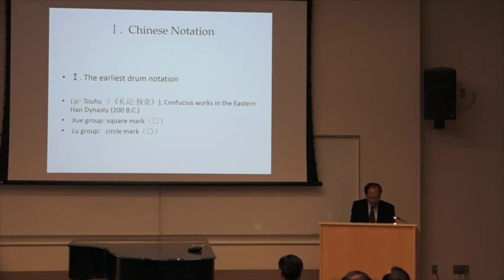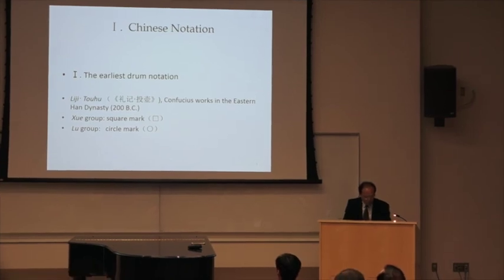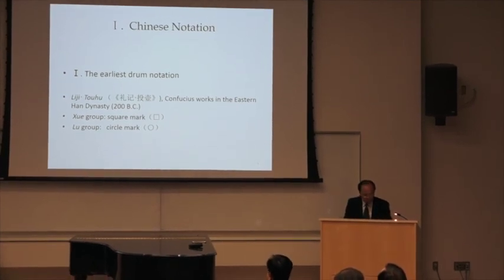Chinese notation has a long history. It dates back to the 3rd century BC. The earliest record of Chinese drum notation is found in the Liqi Tohu, which was edited in the Eastern Han, 200 BC, of the Confucius works.